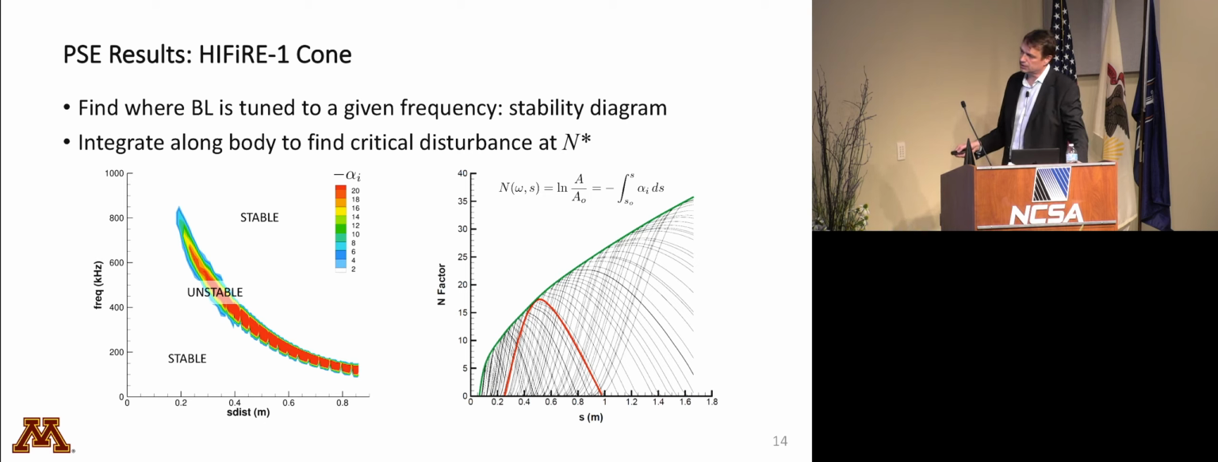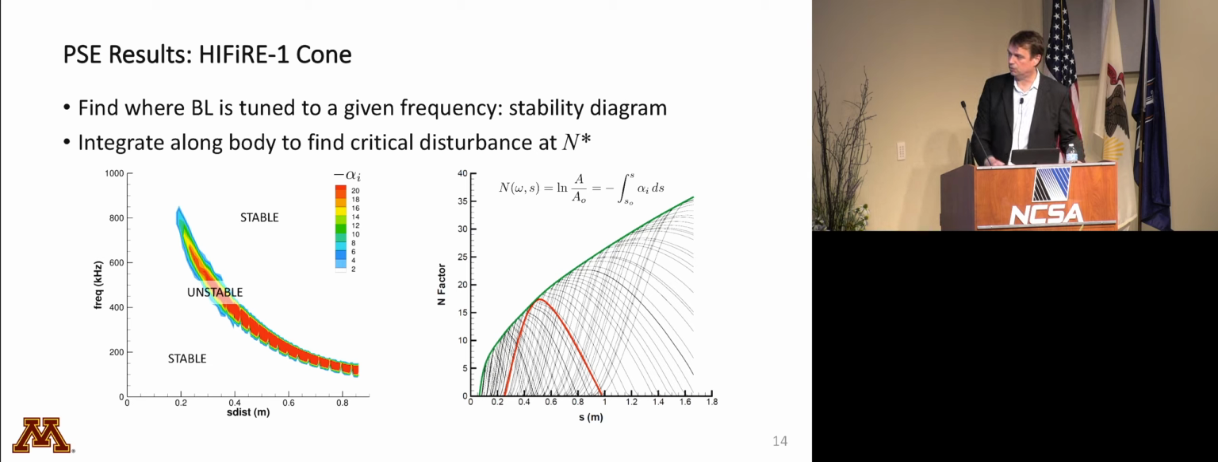So then what you can do is take this analysis and plot it in a different way: plot the N factor, which remember is sort of the log of the relative amplitude, or the integral of the growth rate, versus distance, and you can take each disturbance and track it. You can see this red disturbance goes up, the boundary layer is tuned to that particular frequency, and then it decays because the boundary layer is detuned. So now you put a whole envelope of these things, do a ton of calculations, and you get this green curve, which is the envelope of the locally most unstable disturbances.